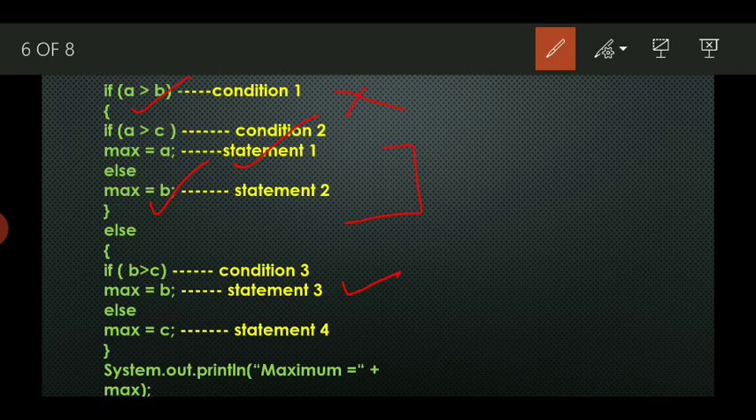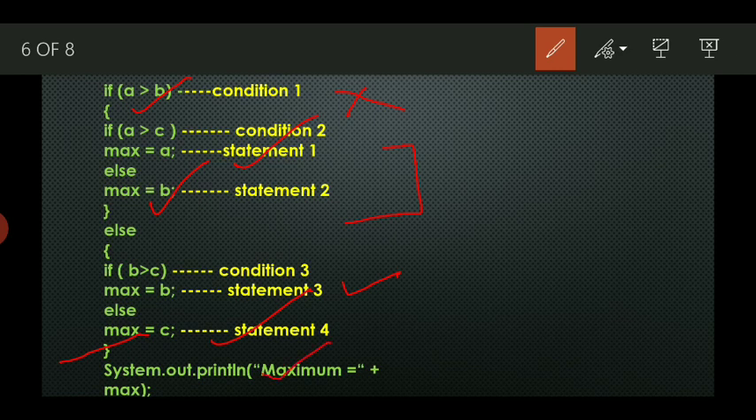If B is not greater than C, then A is not greater, B is not greater, so which will be greater? C. So the greatest value will be max is equal to C. The brace is closed here, and then we'll display the value, that is System.out.println maximum is equal to plus max. So the value will be stored in max and it will display the value. Either it can be A, it can be B, it can be C.